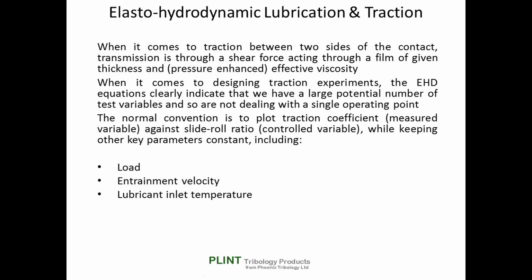The normal convention is to plot traction coefficient, the measured variable, against slide roll ratio, the control variable, while keeping other parameters constant. These include load, entrainment velocity, and lubricant inlet temperature. Stepwise variation of these parameters using a two-roller machine then allows three families of traction curves to be plotted to investigate the effects of different loads, entrainment velocities, and lubricant inlet temperatures on the resulting traction coefficient.